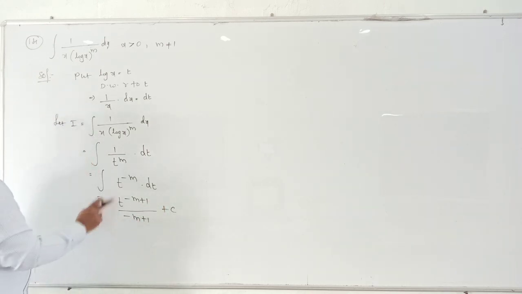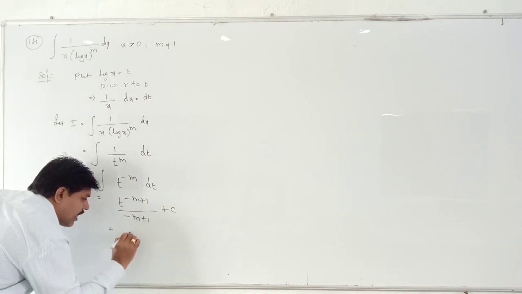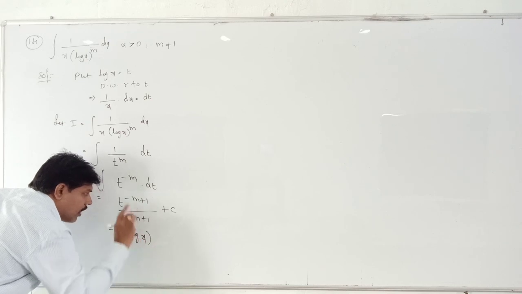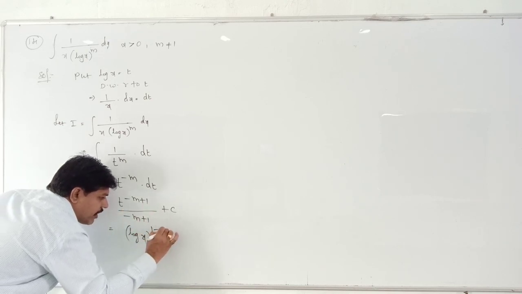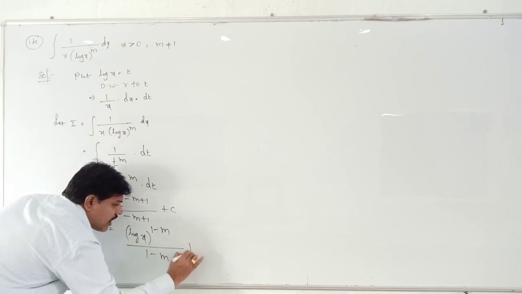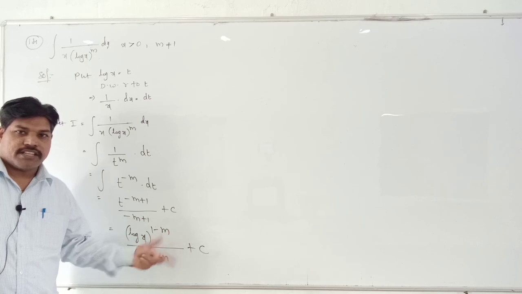So what is the t value? t value is log x. So this can be written as log x whole power minus m plus 1, you can write as 1 minus m. This is also written as 1 minus m plus c. So minus m plus 1 and 1 minus m are both the same.